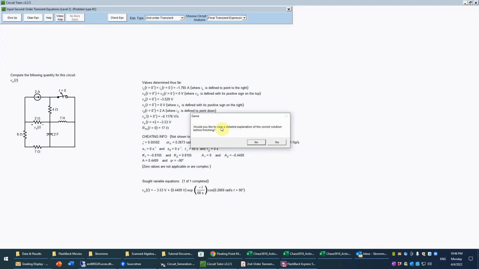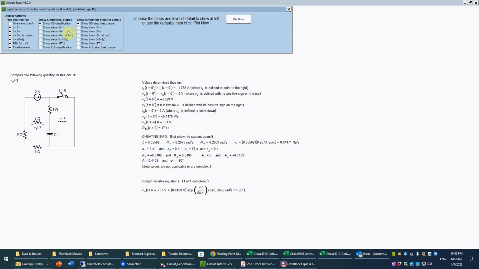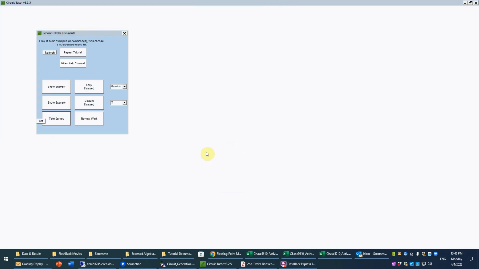Now, we do have the option of viewing a detailed explanation. If you were unsure about any part of this calculation, you can say yes. And then you'd have this interface again where you can choose, maybe you weren't sure about what happened at t equals infinity, or maybe you wanted to see several of these. You can do whatever you want and look at whatever level of detail you like and plot that. I'm going to skip that for right now. But basically, we are done.